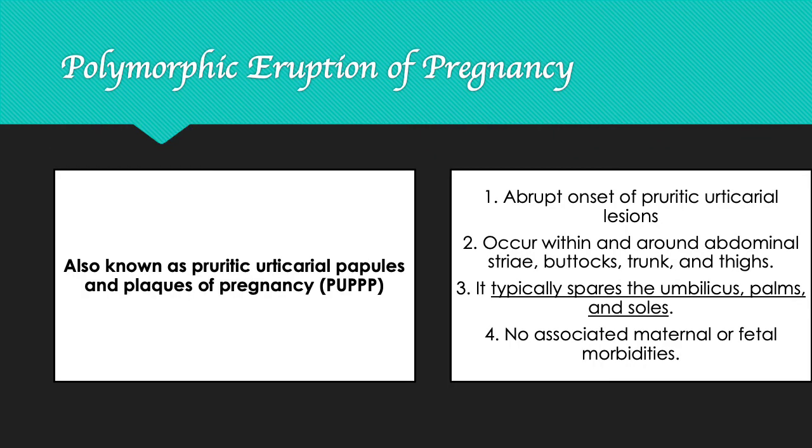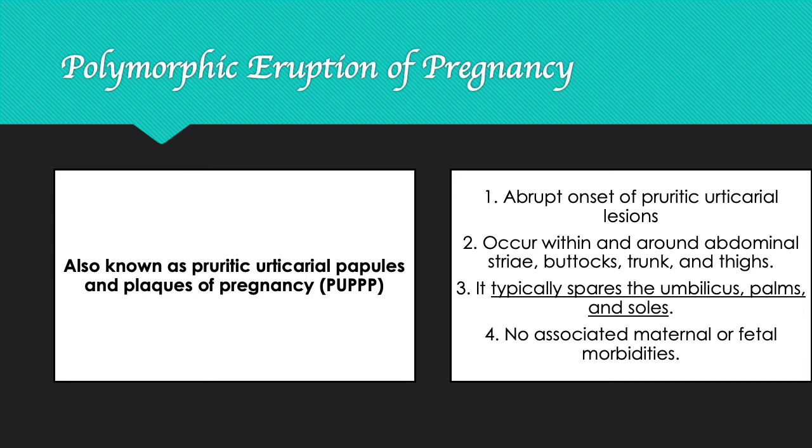So here we have another condition that's more specific to pregnancy. It's called polymorphic eruption of pregnancy. It's also known as pruritic urticarial papules and plaques of pregnancy. So another term would be PUP.